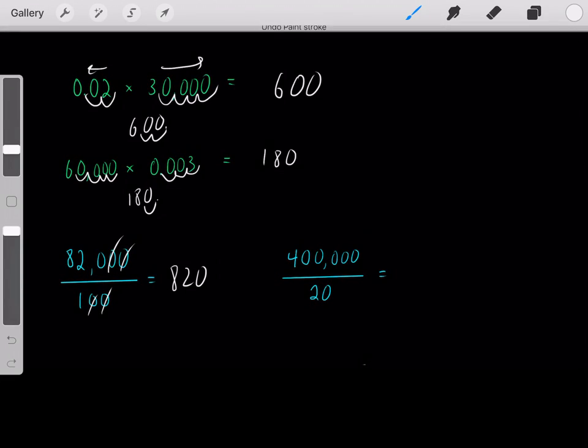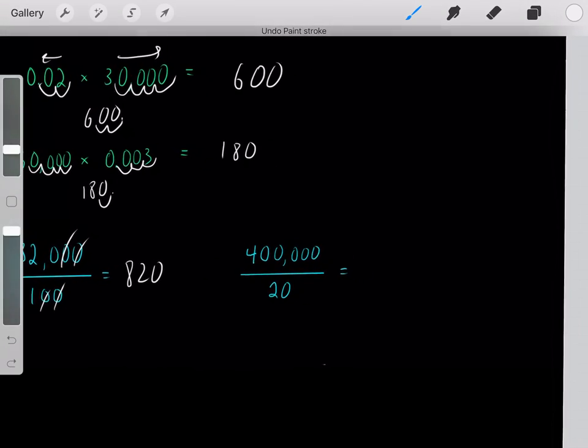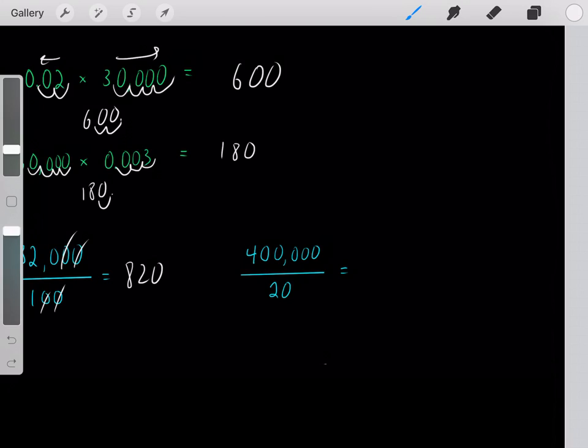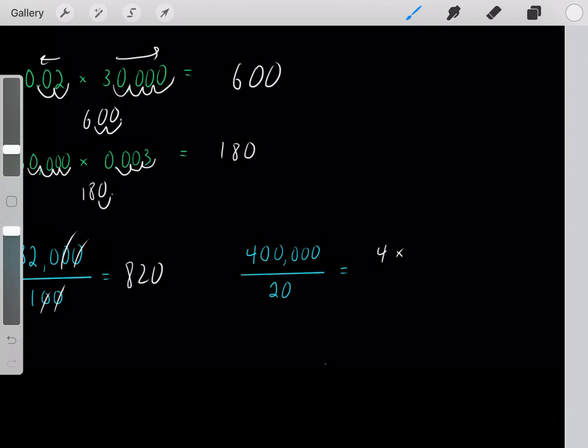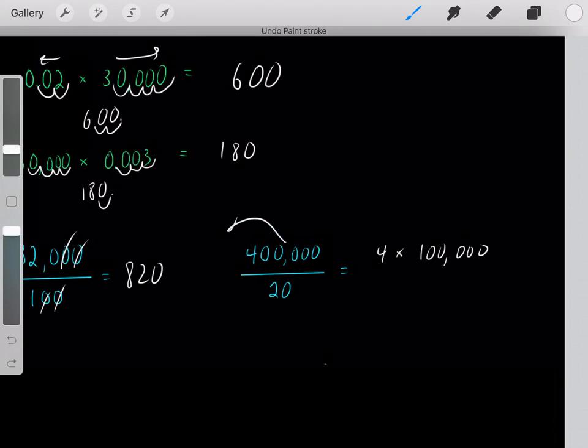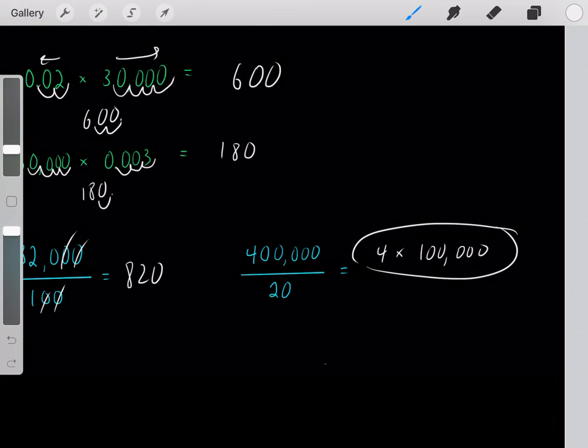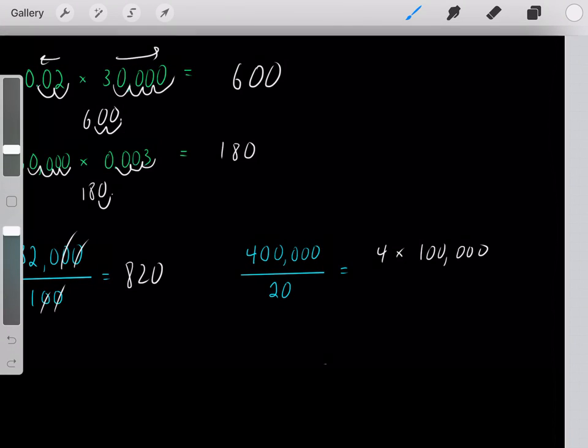So what about this guy? Well, there are lots of different ways you can solve this, but the way I like to do it is first I like to pull out the 4 here. That would give us 4 times 100,000. So instead of dealing with 400,000, I like to pull out the 4, which gives us 4 times 100,000. And we know 4 times 100,000 is 400,000. So that's the first thing I do.